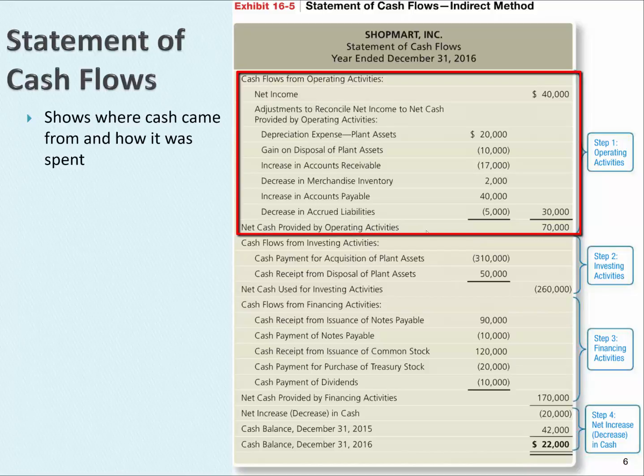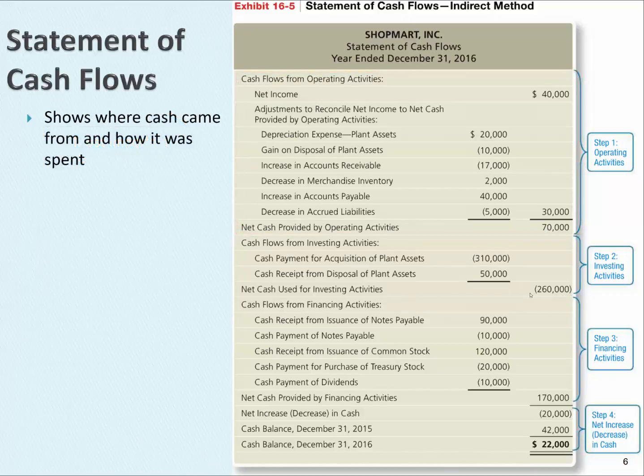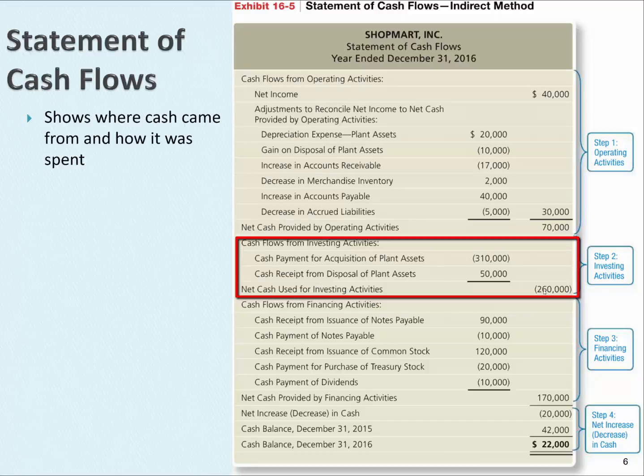By the way, of the three sections we're looking at, the operating activity section is by far the most important. Then let's look at the investing activity section. We notice that our subtotal for this is minus $260,000. What this means is we have spent $260,000 in investing. And let's look to see what our main cause of this was. Well, we're acquiring plant assets. So the company is investing in itself.